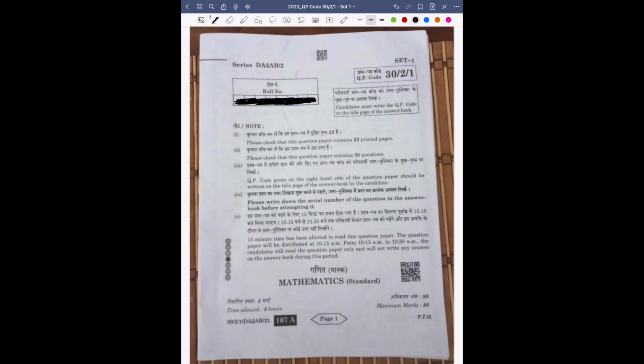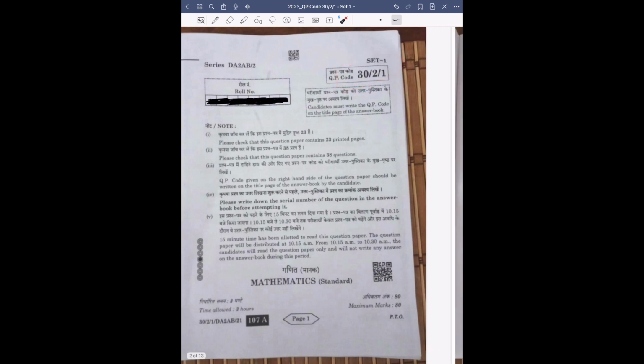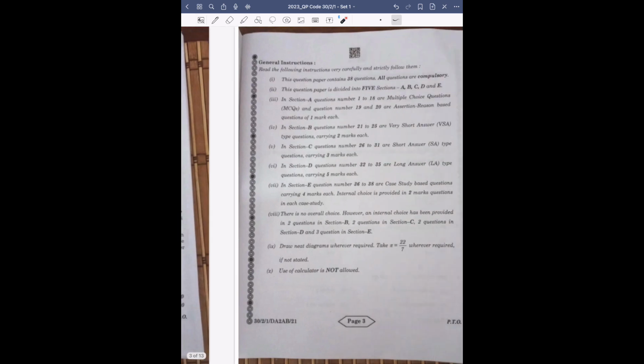So this is set 1. Question paper code is 30/2/1. So please verify this before you go ahead. The paper consists of 38 questions, as you can read here.